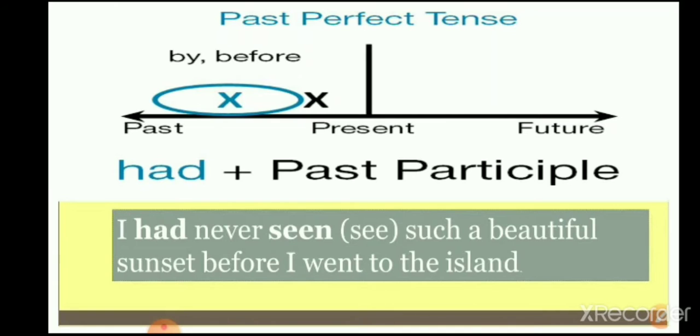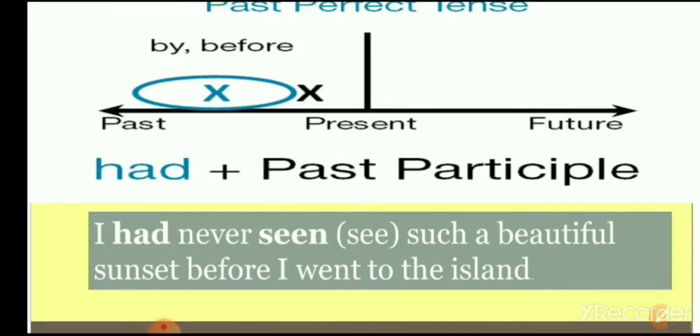So just see the timeline. An action completed before a given point of time. This moment or point of time may be indicated or may be understood. That is, both the actions took place in the past, and it tells us that an action took place before another action in the past. So this we have to understand.